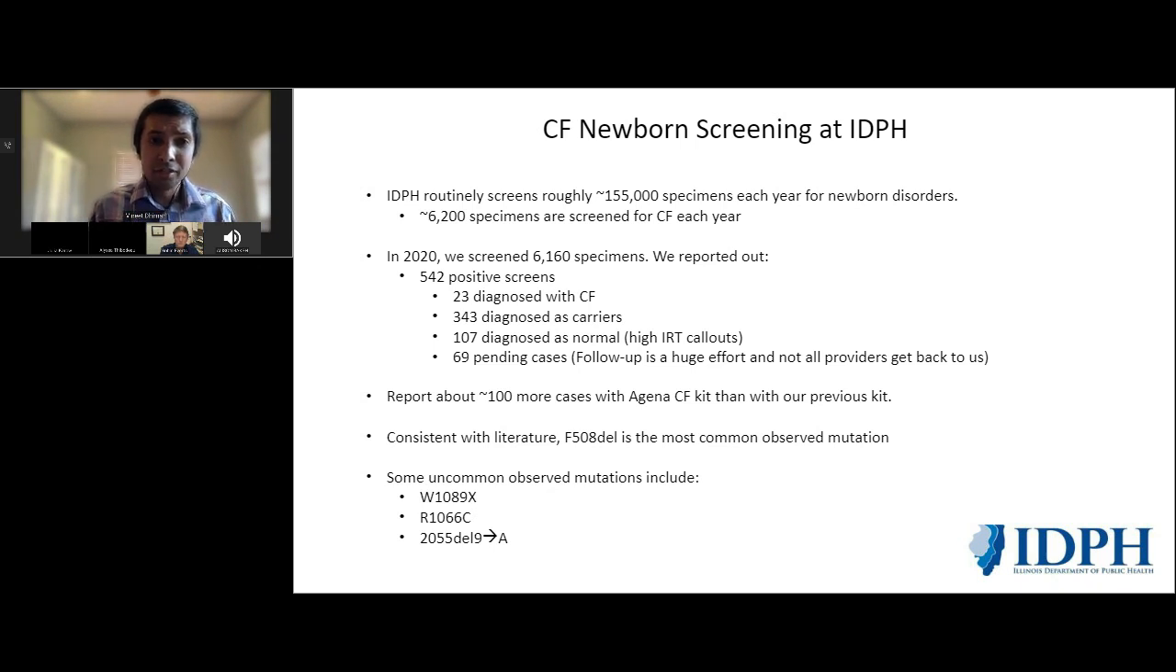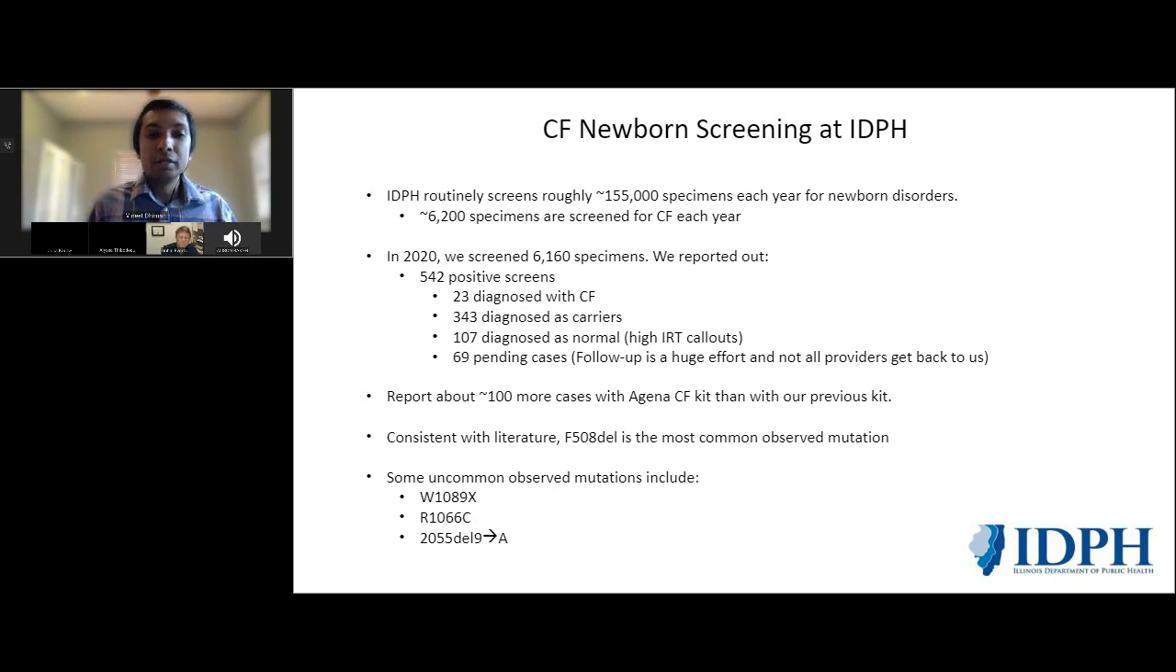We're the first step in trying to catch these disorders as early as possible, basically days after these babies are born. So when we compare the Agena CF assay to what we were previously running, we found that we called out about 100 more cases, more positive screens, with the Agena kit than with our previous kit, which, if I remember correctly, only did the minimal 23 mutations. So that's the power in this Agena kit, or any kit where you are able to screen for more mutations.